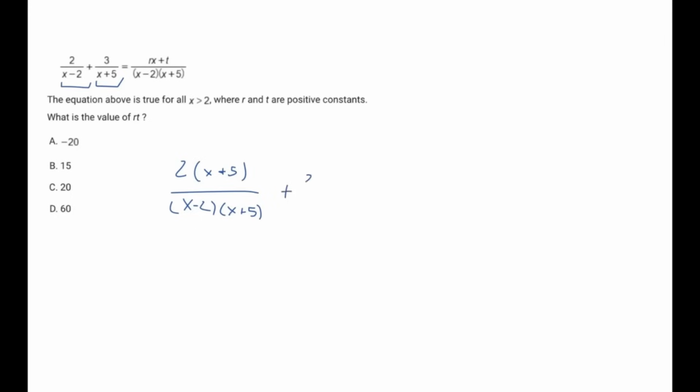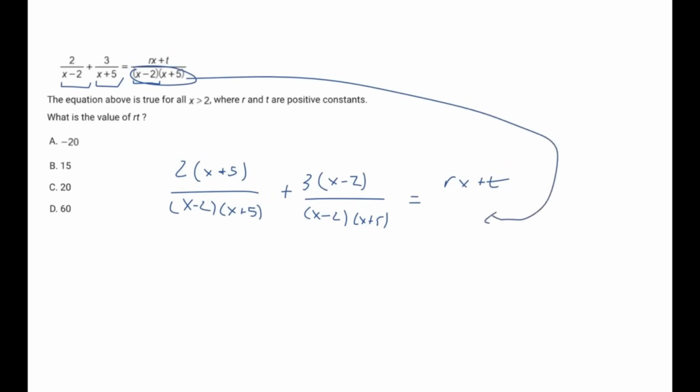So the same thing is going to happen to the second term. So we have 3, and the common denominator here that we want to add is x minus 2. So 3 times x minus 2, like that. And then we would have x minus 2 times x plus 5. And this is going to equal rx plus t. And because they give this to us, this is all going to be the same, x minus 2 times x plus 5 as the common denominator. And so what we can do is just get rid of it. So all this at the bottom dies. And so now we're left with the following on top, 2 times x plus 5 plus 3 times x minus 2 equals rx plus t.